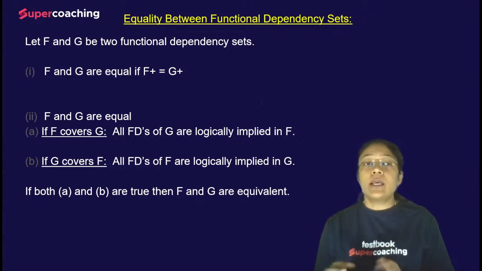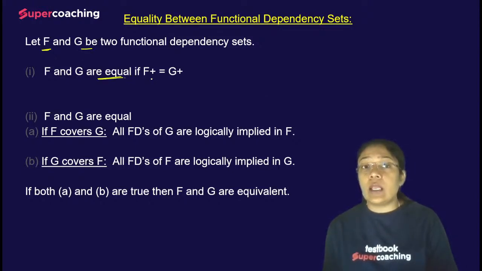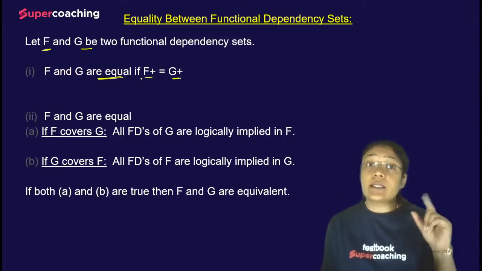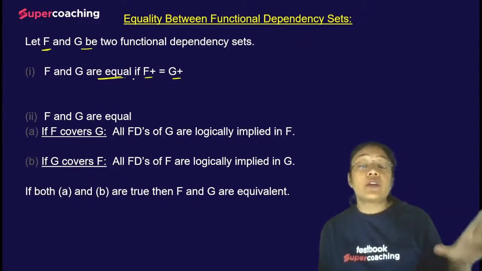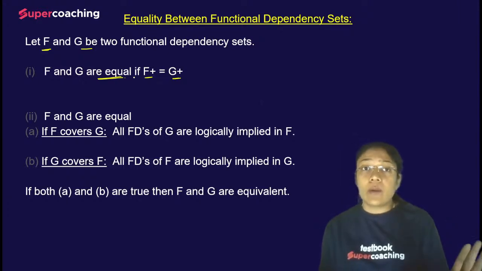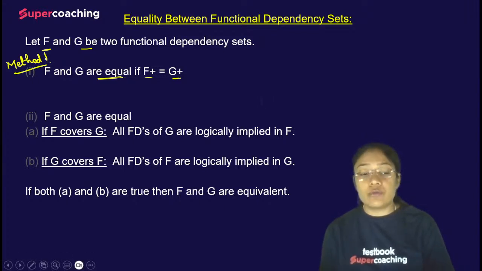equivalent or not. So let us assume that we are given two functional dependency sets known as F and G, and F and G are said to be equal if F closure and G closure is the same. This is one option. That means instead of finding the attribute closure, I'm finding here the functional dependency set closure, right? That's a very lengthy task, so we won't be following this approach. This is method one to check whether both the functional dependency sets are equivalent or not. This is method one, but very lengthy. We are not going to follow it.